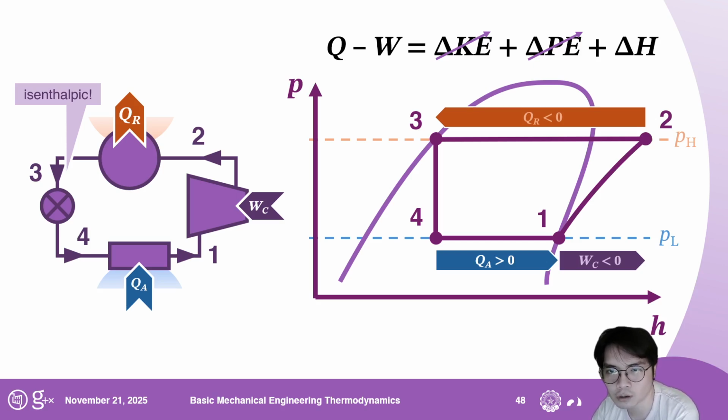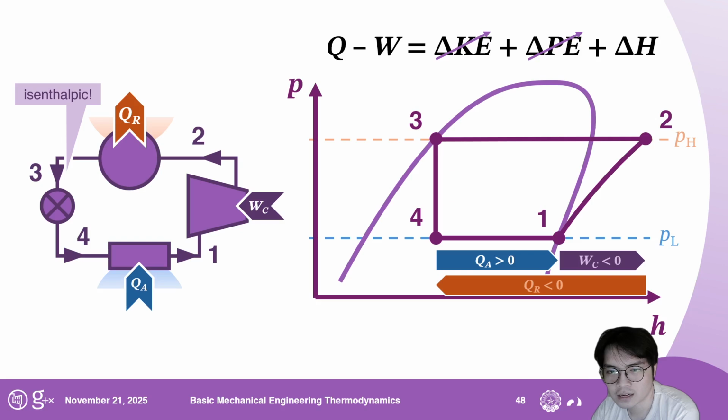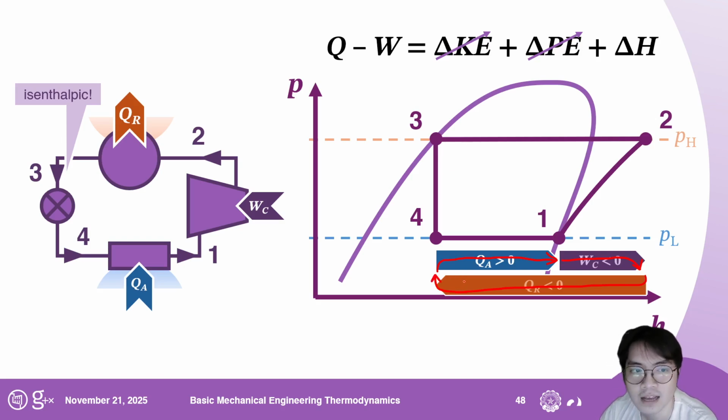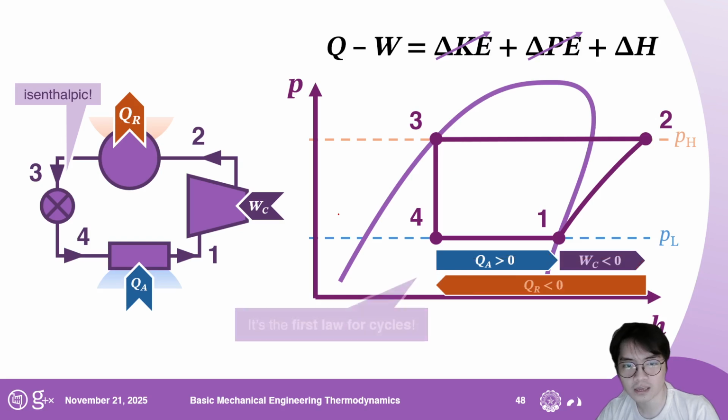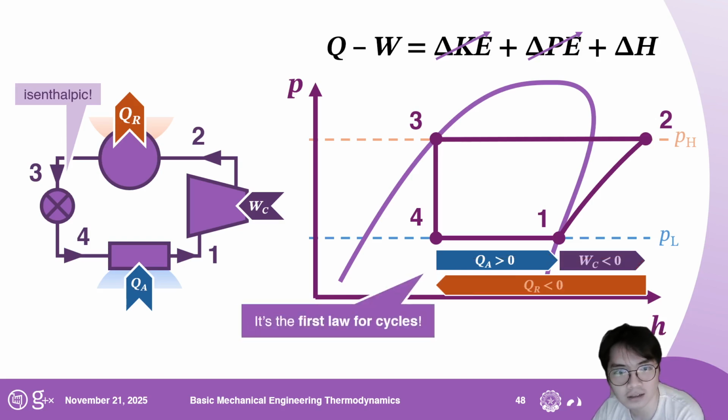It's because if you look at these guys in tandem with one another, you will see that you add QA, right, the energy will increase like this. You add WC, the energy will increase like this. And then you throw all of that energy out, and then the process repeats itself again and again. This is just going to be the first law for cycles, right?